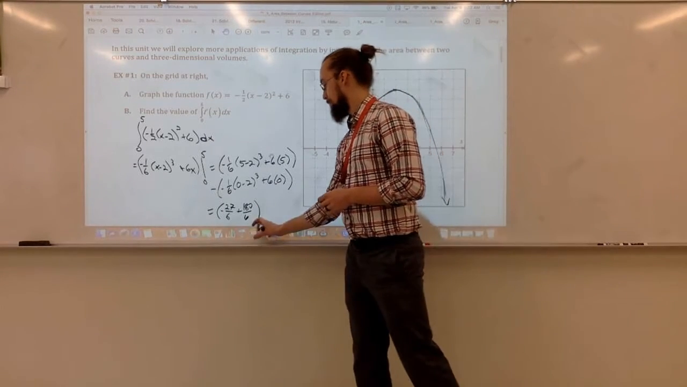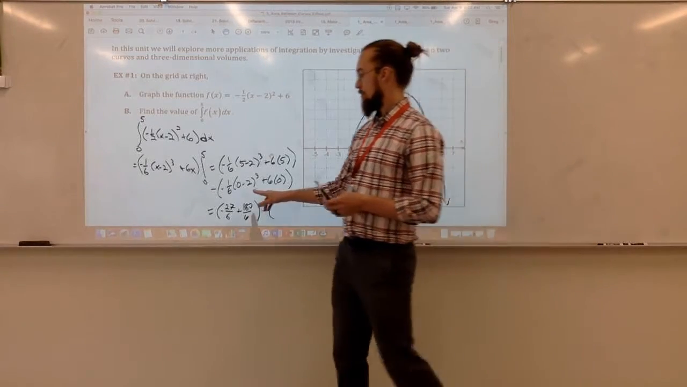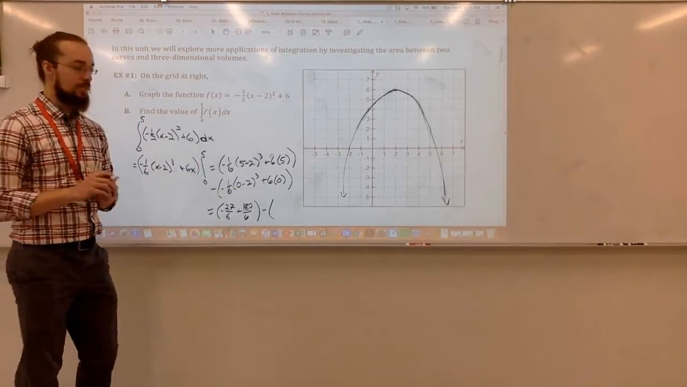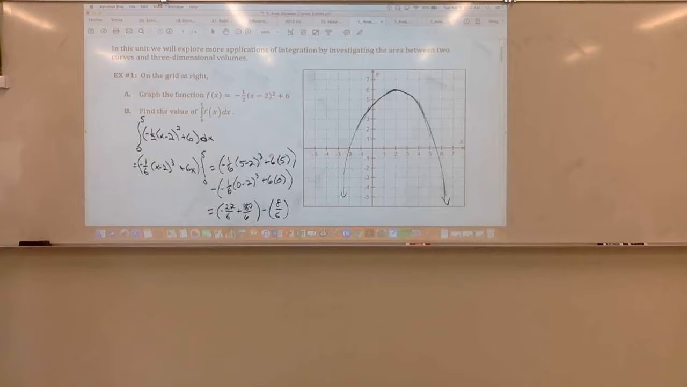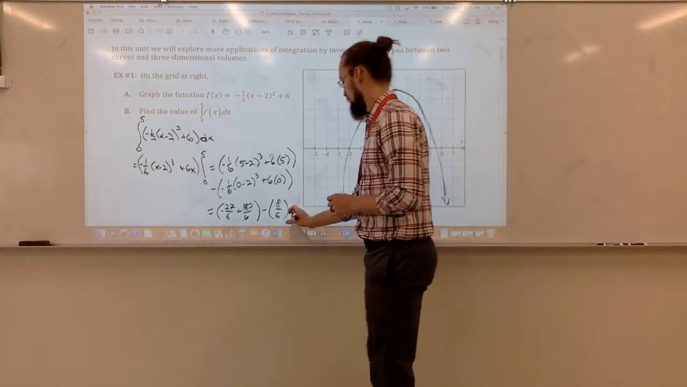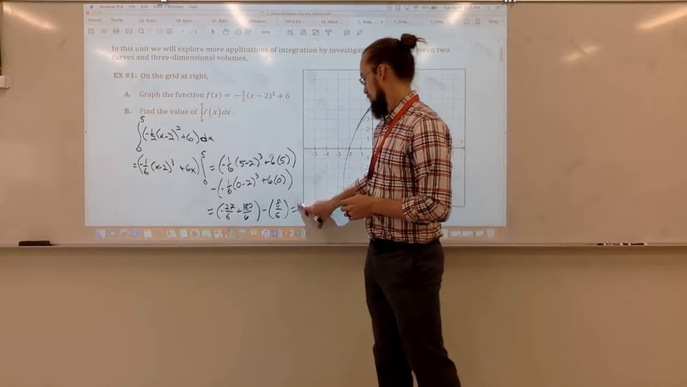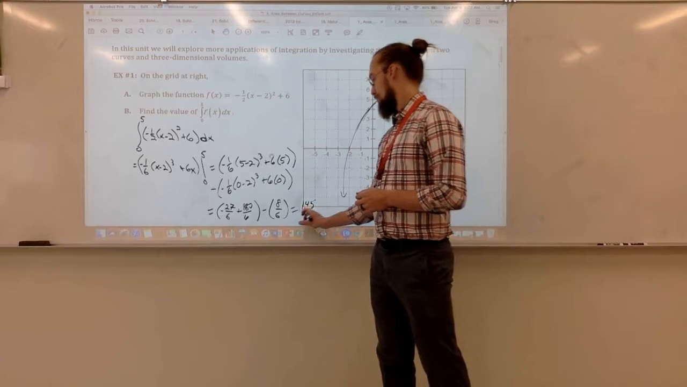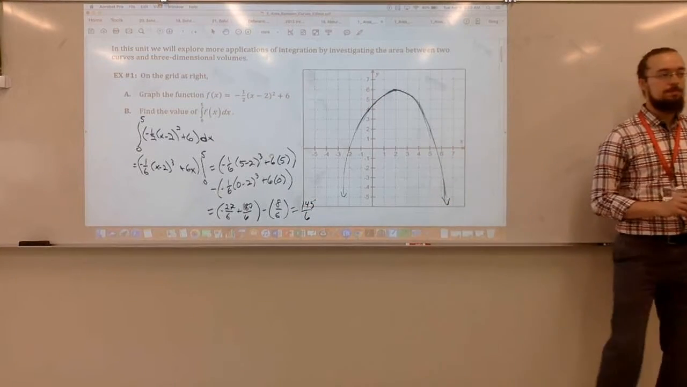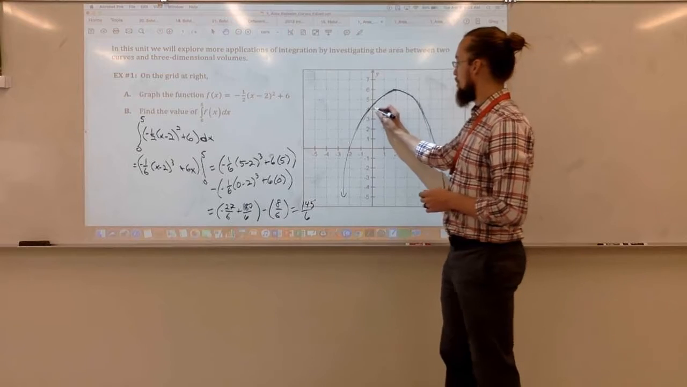Minus 8. Yeah, so negative 8 times negative 1/6 would be positive 8/6. And then this would just be 0, right? So we've got negative 27 plus 180 minus 8. So that's minus 35, so 145/6. All right. Okay, so we could have used a calculator to do that, but it's good practice to do by hand.